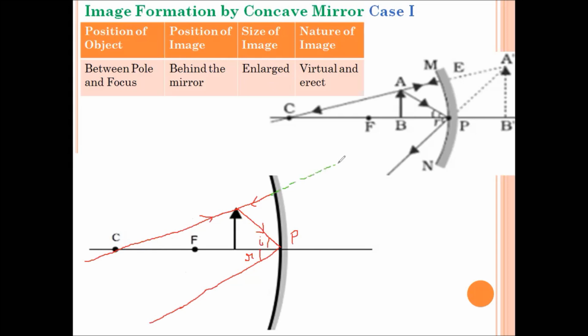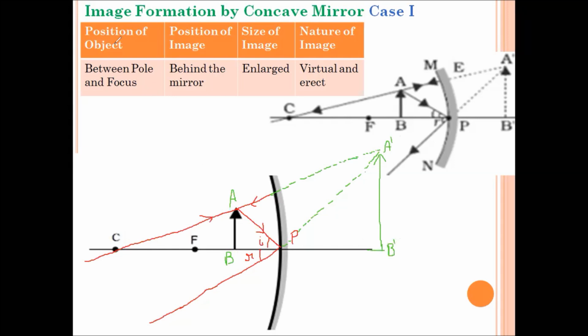If we draw these two rays virtually, we find that these two rays meet here. So the image formed, this is our object AB, and this is our image A dash B dash. So we can say the image formed is virtual and erect.